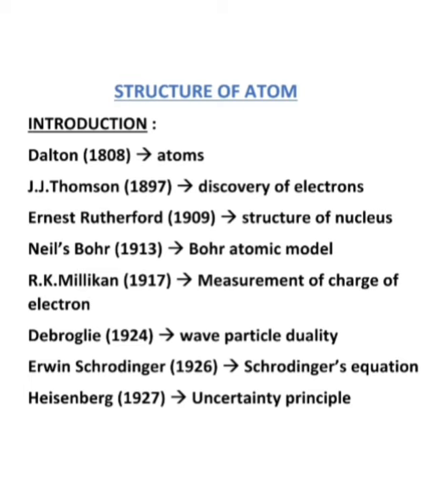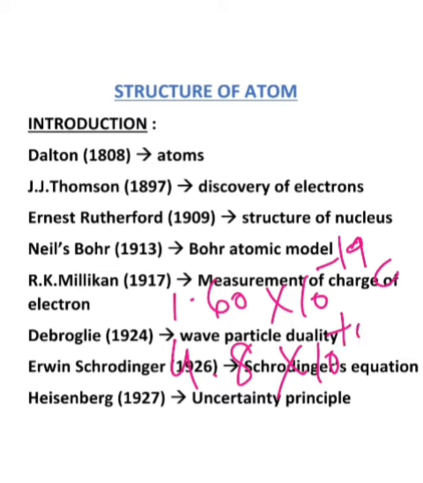Then came R.K. Millikan in the year 1979. He gave the charge on the electron. He said there is a certain electronic charge existing. And what was that charge he found out? It was 1.60 into 10 raised to minus 19 coulombs. And he converted it into ESU as well. That came to 4.8 into 10 raised to power minus 10 ESU. ESU is electron spin unit.